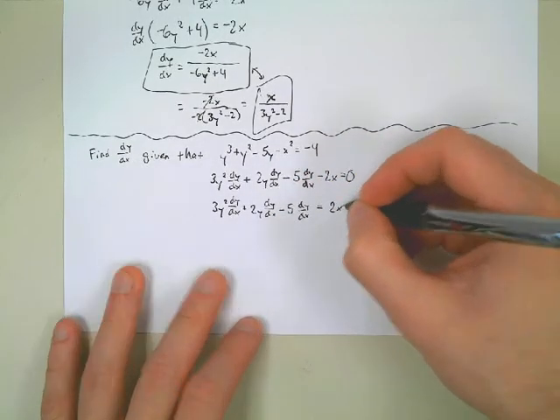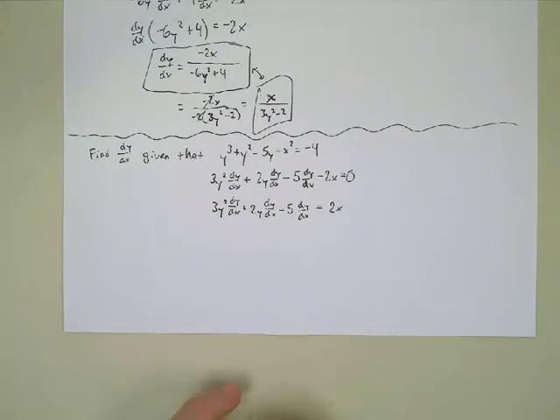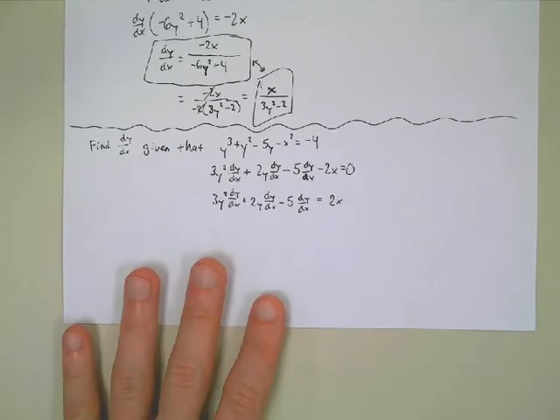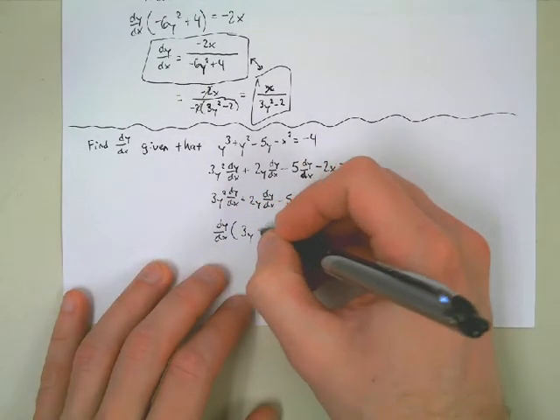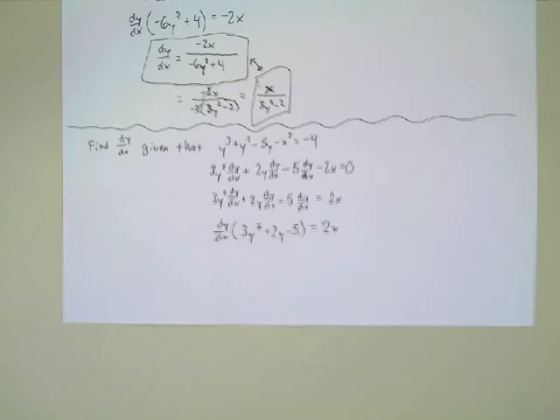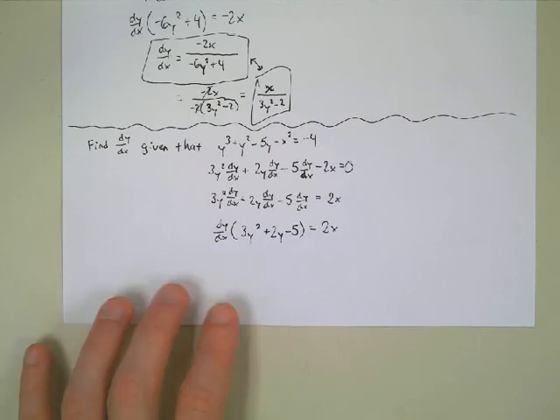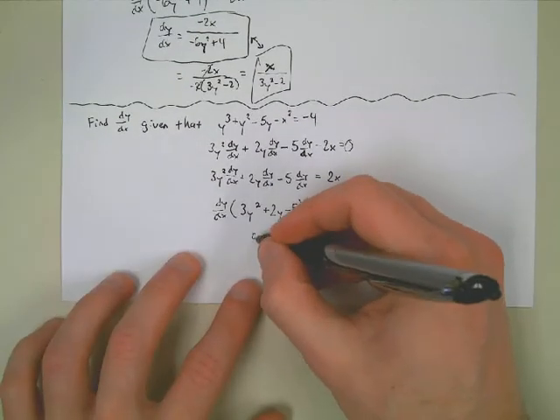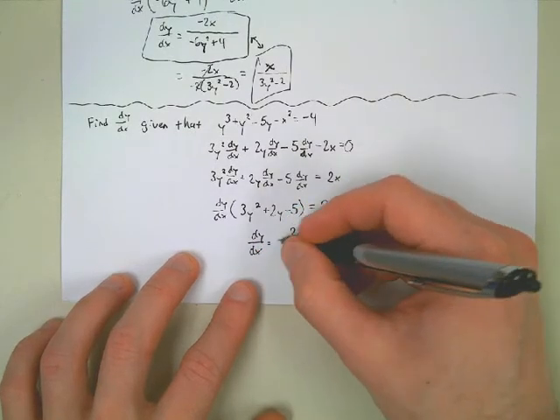Okay, great. Anna, next step. What should I do here? Factor out dy dx. So that leaves me with 3y squared plus 2y minus 5 equals 2x. Good. And then Emma, final step here. Plus 2y minus 5, yeah. So we get 2x over 3y squared plus 2y minus 5. And there's our derivative.